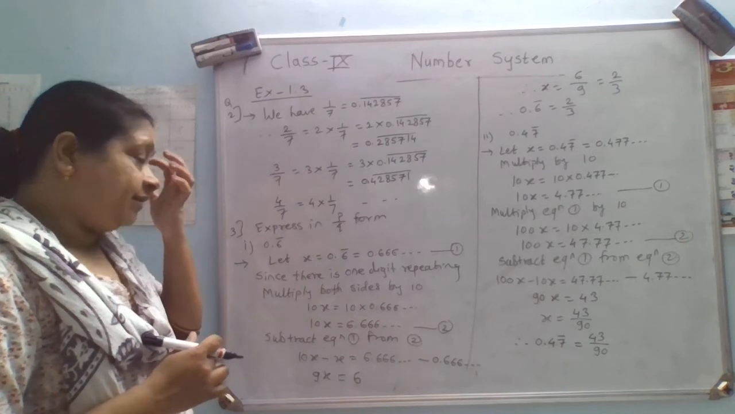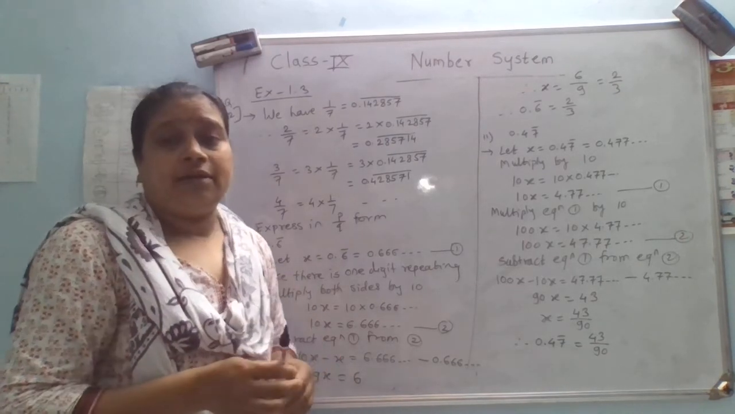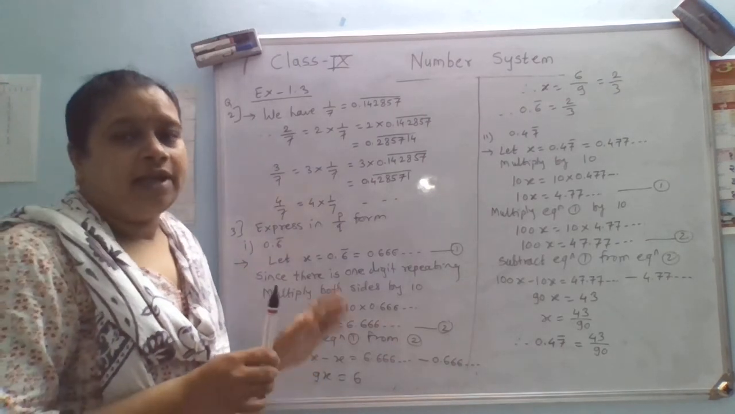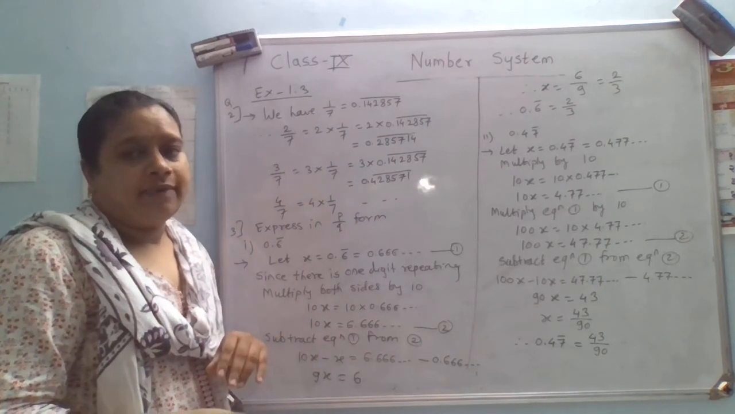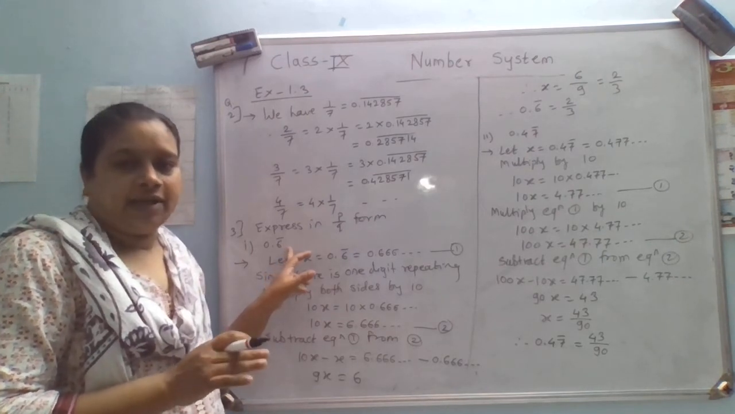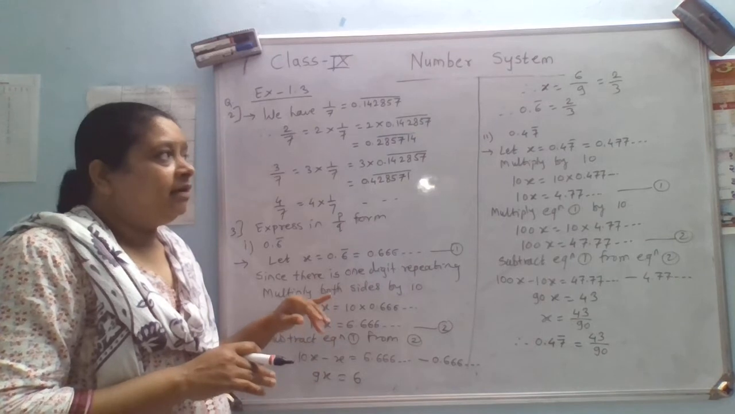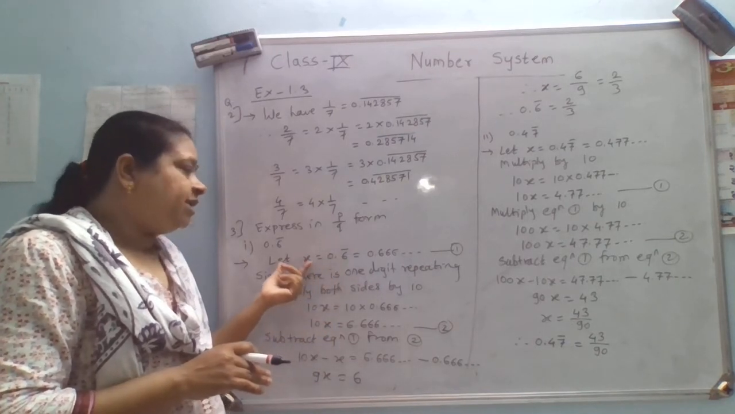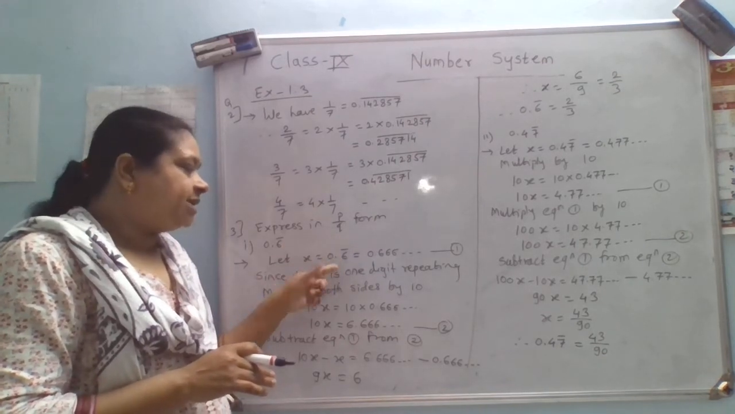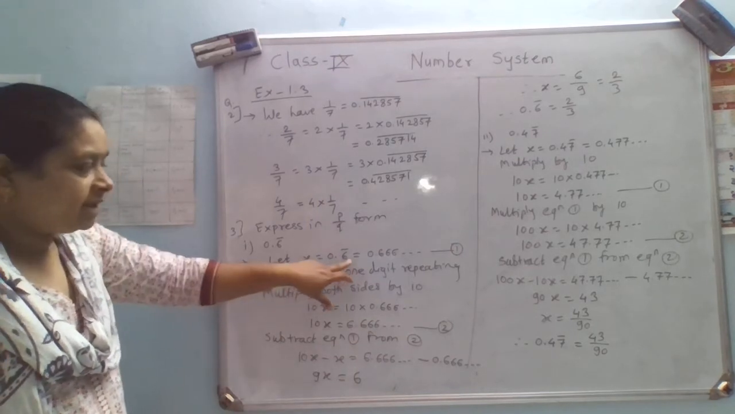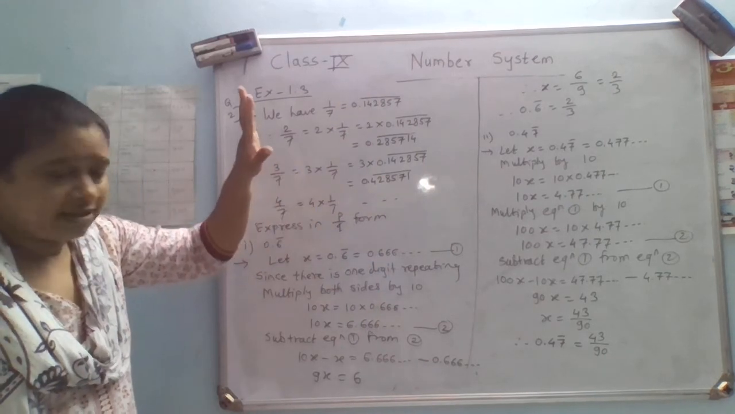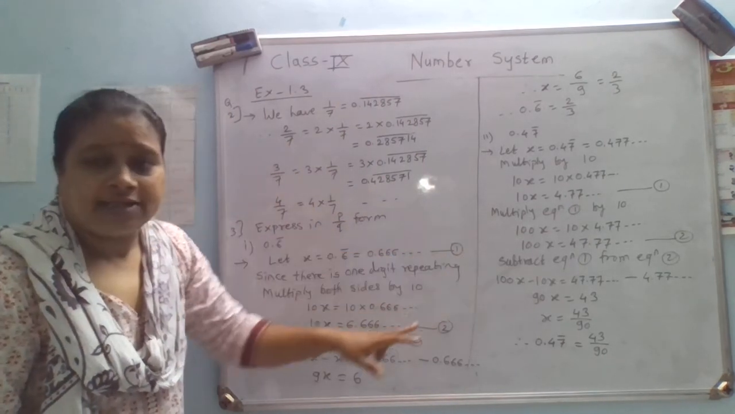Then question number 3: write the following in P by Q form. We are given the decimal expansion and we have to write this decimal in fraction form, P by Q form. Here the first question is 0.6 where the digit 6 is repeating. For writing the P by Q form, first of all consider the given number as x. Here only one number is repeating, 6 is repeating. Let us consider x is equal to 0.6. The 6 is repeating, which means we can write this number as 0.666, infinitely many times. Let us consider this equation as 1.